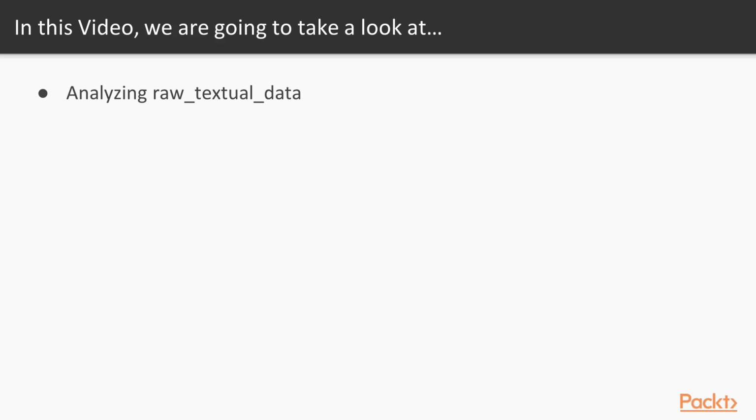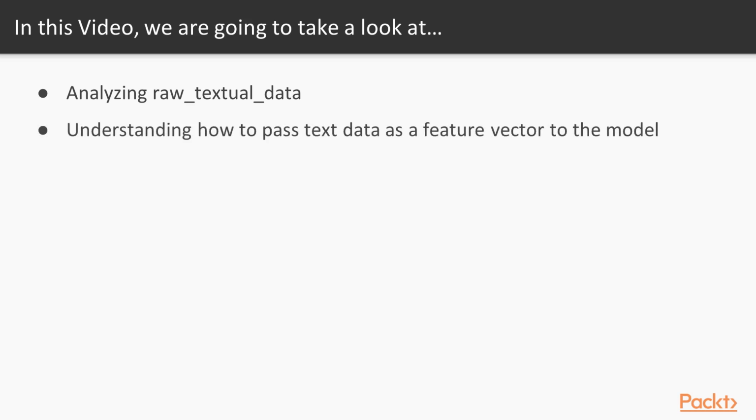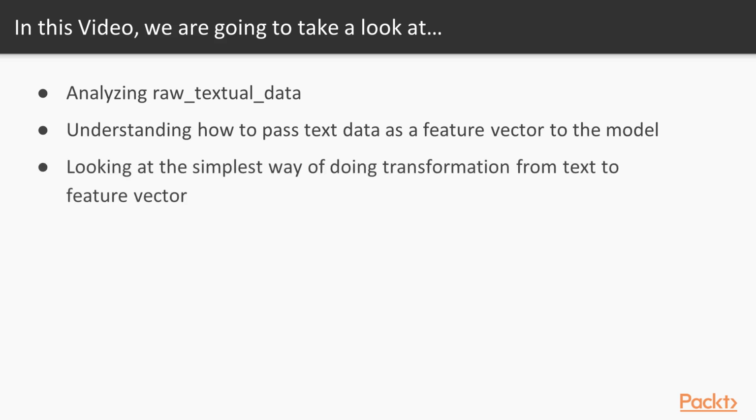First step will be to analyze raw textual data. So we'll analyze an input that will be used to build a vocabulary and to build feature vectors to our model. Second step will be to understand how to pass text data as feature vector to the model. So we'll be passing it using API or maybe different way. Final thing that we will need to do is to look at the simplest way of doing transformation from text to feature vectors. So we'll understand that the textual data cannot be served as a feature vector for our model. We need to transform it somehow to the feature vector of values, numbers. This is crucial to understand.